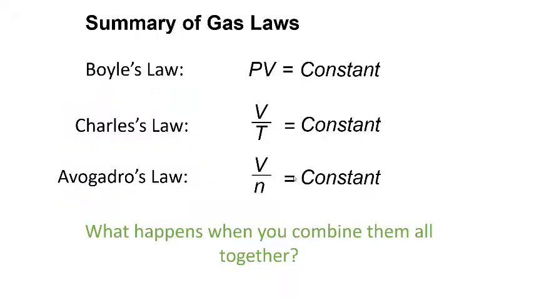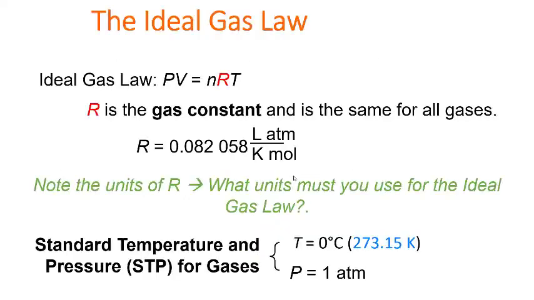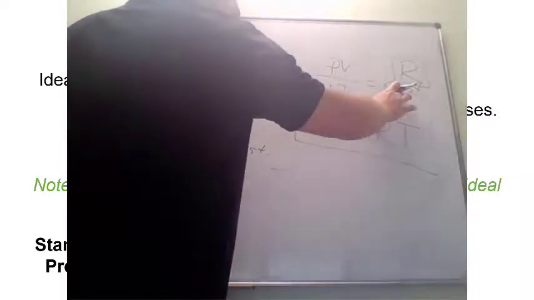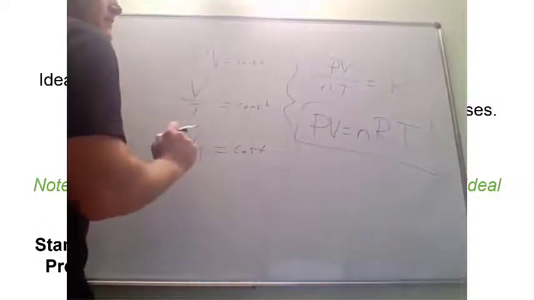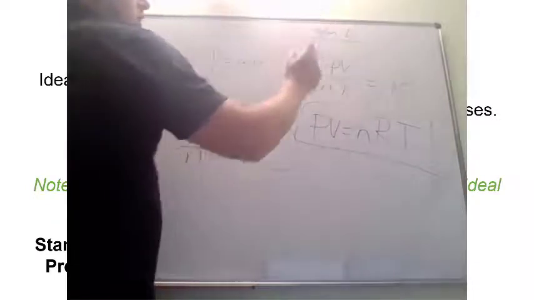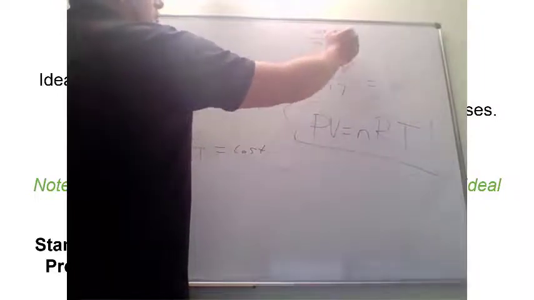Okay, so combining all 3 of these relationships, Boyle's law, Charles' law, and Avogadro's law, gives us PV equals nRT, which is defined as the ideal gas law, where R is the gas constant, and it's the same for all gases, and has a value of 0.082058 liters atmospheres over Kelvin mole. So let's take a look real quick and make sure that those units all make sense. If we have R is equal to PV over NT, we know pressure has units of atmospheres, volume has units of liters, number of moles has units of moles, and temperature has units of Kelvin.